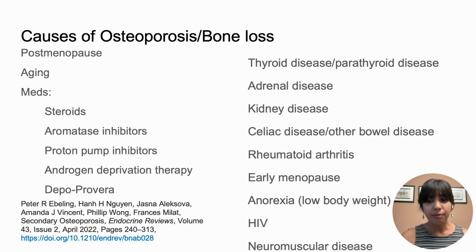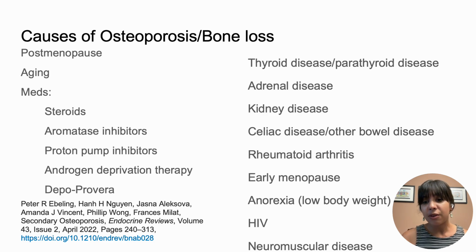Aging in general, for men and for women, can lead to outpacing of bone resorption over bone formation, so you'll have a net bone loss. Medications such as steroids, aromatase inhibitors, proton pump inhibitors, which are really common. You'll see a lot of your patients on these for prolonged periods. Androgen deprivation therapy, often in the setting of prostate cancer. Even Depo-Provera, the birth control injectable, can lead to some bone loss and delay that peak bone mass. So that's something to think about as well.